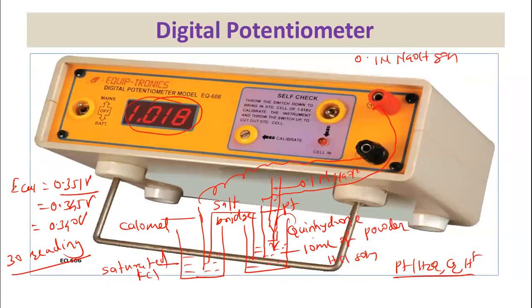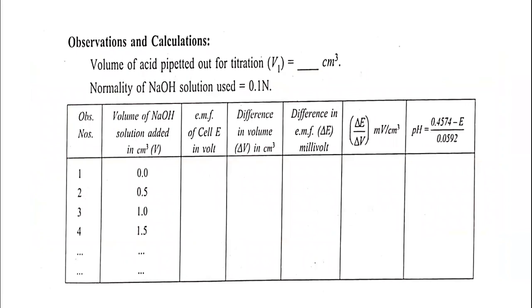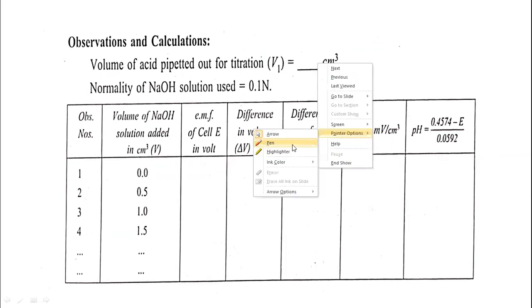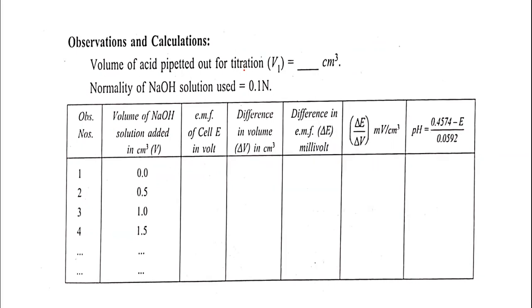See the observation table here. Observations and calculations. Volume of acid pipetted out for titration: we have taken 10 ml of the acid, so let us write here 10 ml, 10 centimeter cube. Normality of NaOH solution is 0.1 normal.